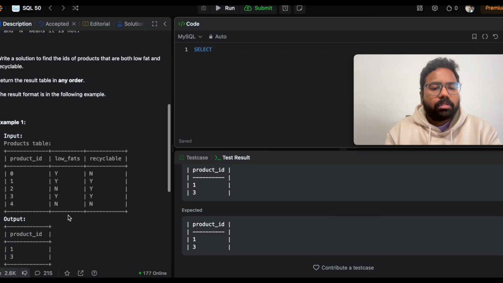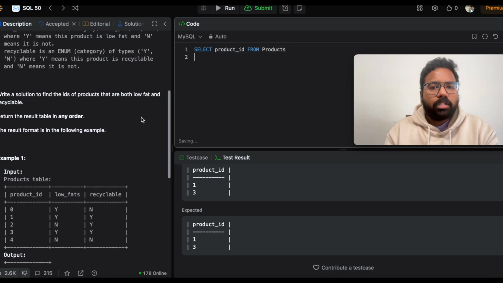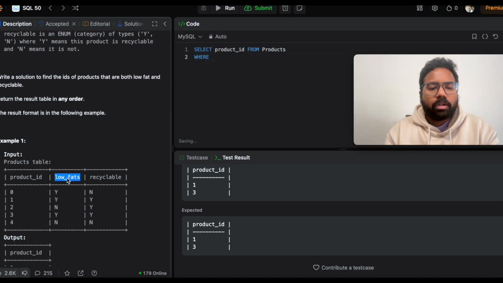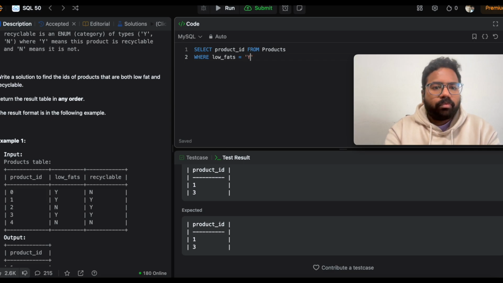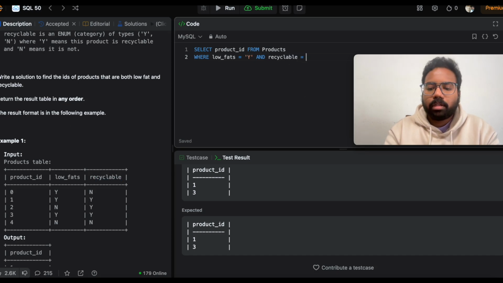Select. We need a product ID from here. Product ID from the products table, and then let's introduce the condition. The condition is where the column low fat is equal to y, and we have another condition, which is recyclable. So recyclable is y as well.